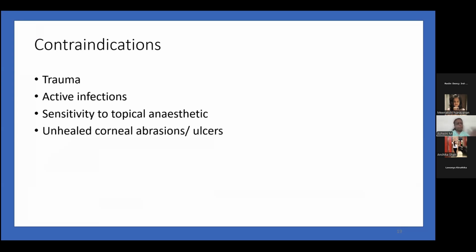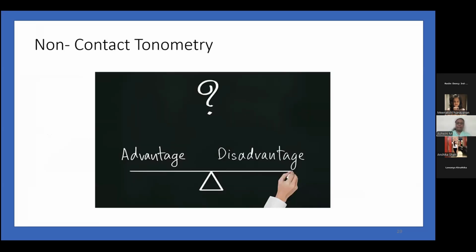And we are not supposed to do applanation tonometry when there is an open ocular injury, when there is active infection. If we know that the patient is sensitive to a topical anesthetic or there is some corneal abrasion or ulcer, if there is positive fluorescein staining, then please avoid doing AT.